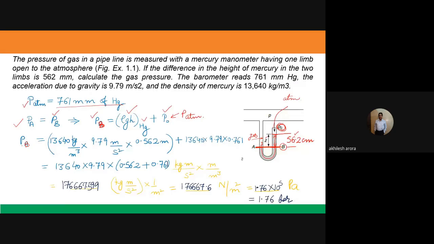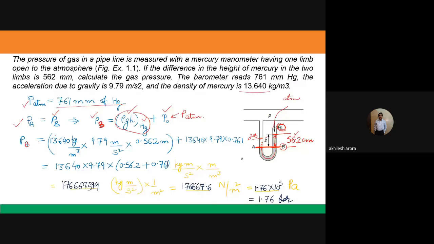Actually, whether you write PA or PB, they are one and the same thing. But from the PB side, if I am measuring the PB, it's quite easy to understand actually. So now I can use this particular formula for the mercury. What is the value of rho for mercury, which is density? It is given here, 13,640.